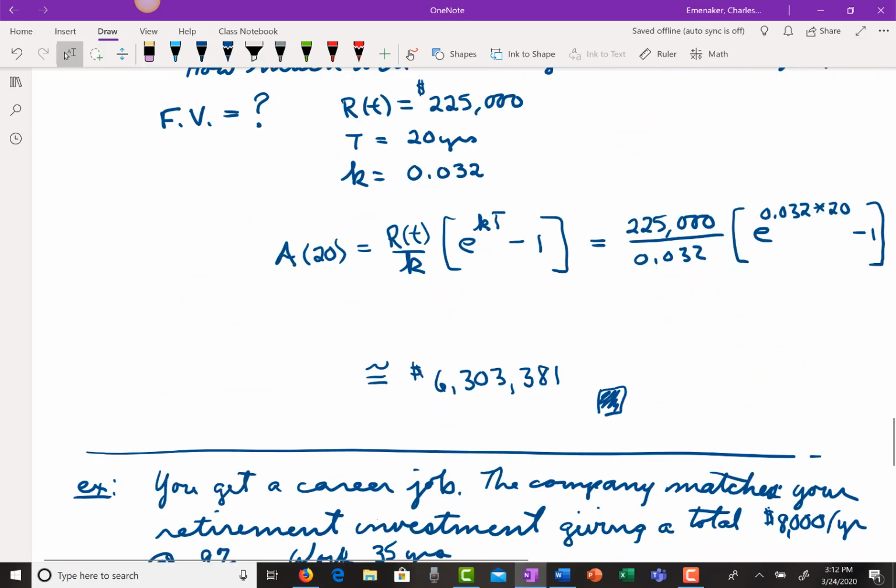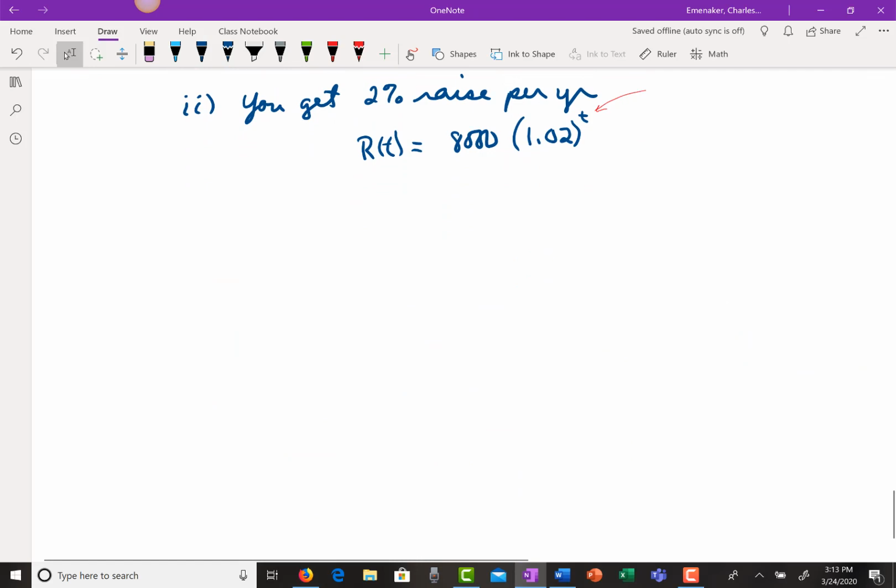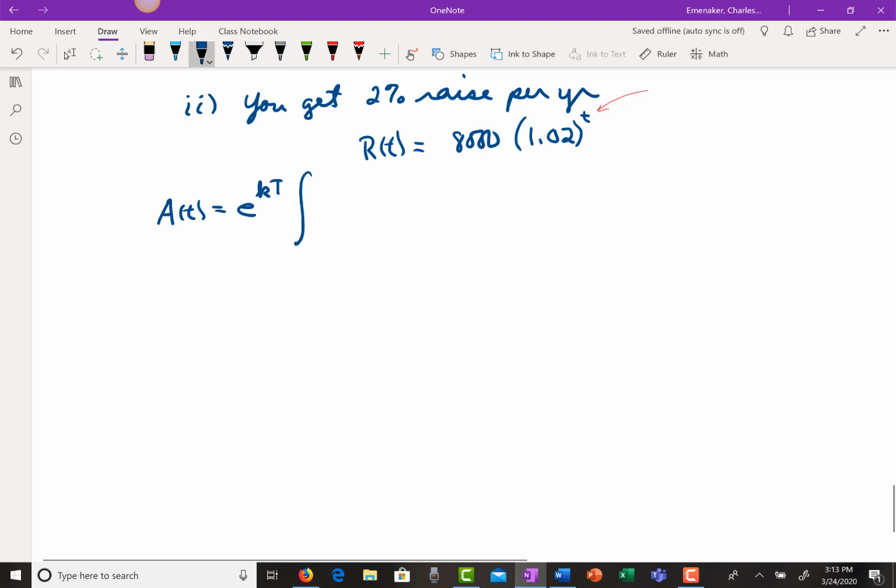Alright, so let's go back, make this a little bit more realistic. Let's assume that you're actually getting raises. The amount of money that you'll have at the end of that same period of time is computed by e to the kT, the integral from 0 to T, R of t, e to the negative kt, dt. That you'll be given on the test, quiz, final exam, whatever it is. The catch is, well, I've got it, what do I do with it?